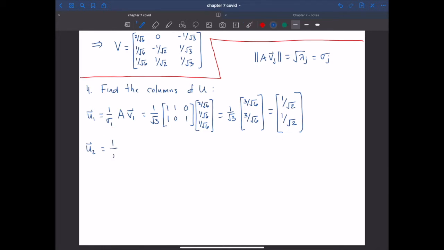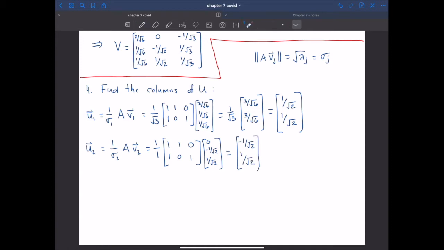And then for U2, it's the same thing: 1 over sigma 2 times AV2, which is 1 over 1 times [1, 1, 0; 1, 0, 1] times our V2 vector. When we multiply these, we get negative 1 over rad 2 and 1 over rad 2. And again, we find that we get a unit vector.